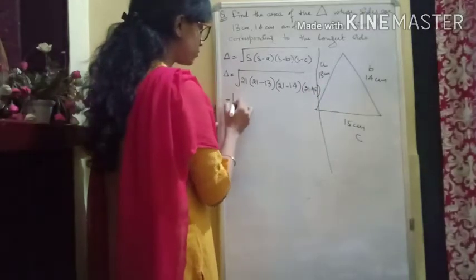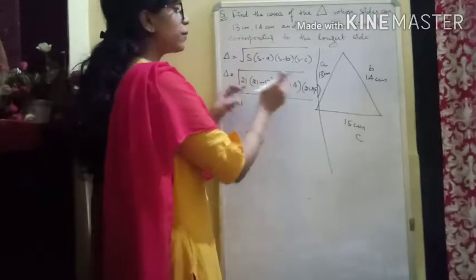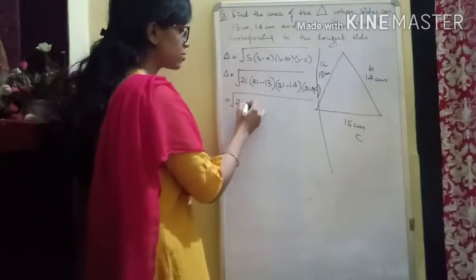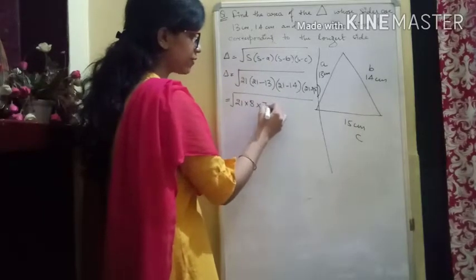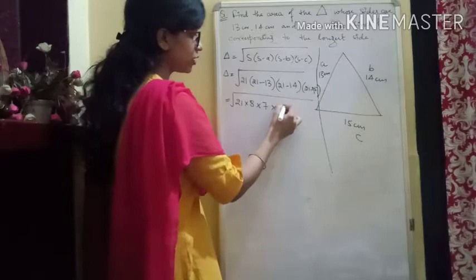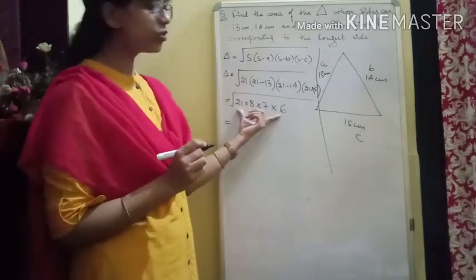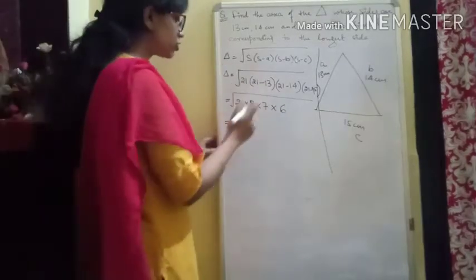Now this will be 21 as it is, and see all of them are in multiplication. 21, now 21 minus 13, it will be 8. 21 minus 14, it will be 7, and then 21 minus 15 will be 6. To simplify, now we have to simplify the square root. Do not multiply them all, just write the prime factorization of each number.